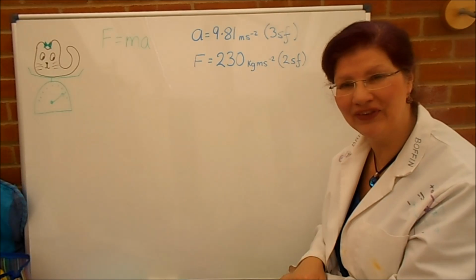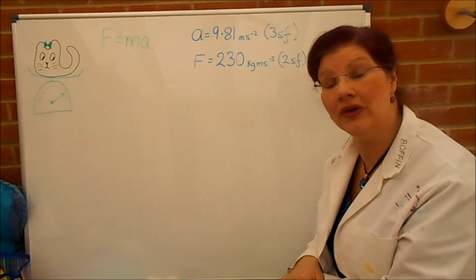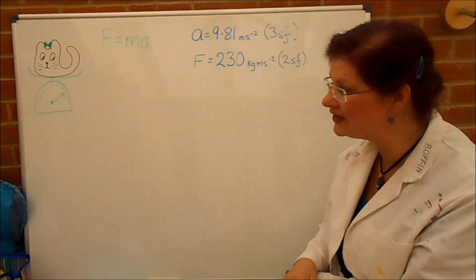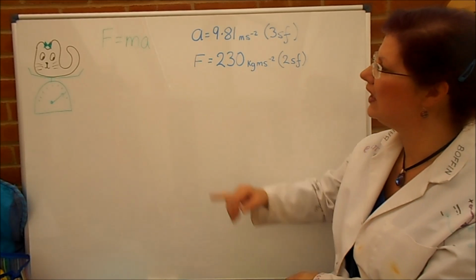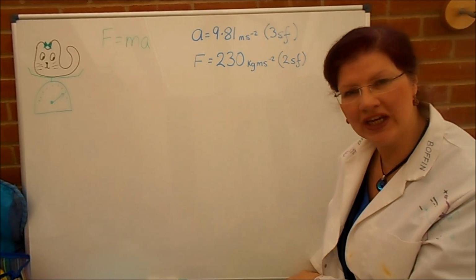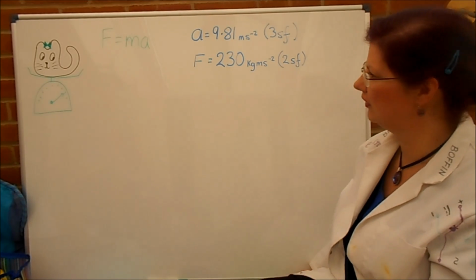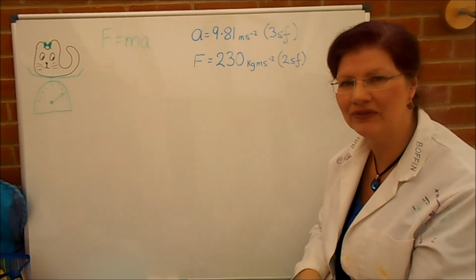This is GCSE Maths higher level. Now what we've got here is Bathilda wanting to know how much she weighs. So there she is, sat on a handy force meter that she's got. When she sits on there, it reads a value of 230 kilogram meters per second squared, commonly known as newtons. So that's the force she is exerting. That's correct to two significant figures.